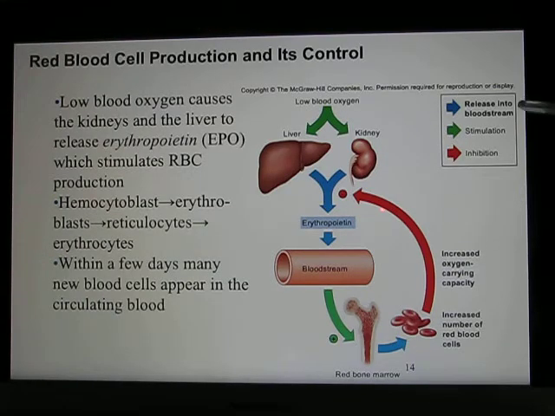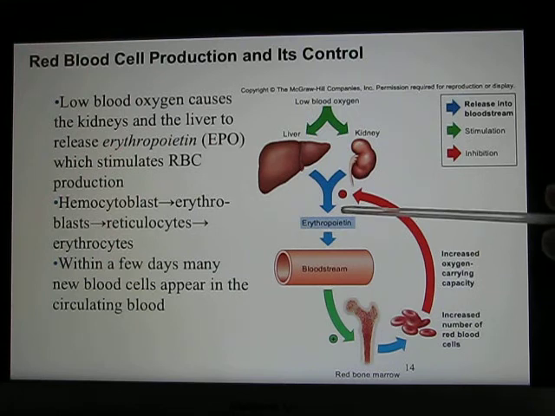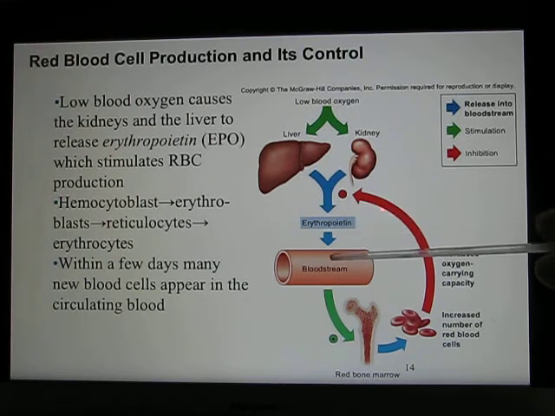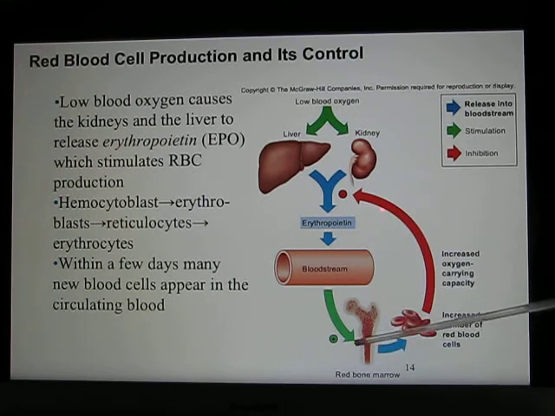And that's the process. Your kidney and also your liver produce EPO when your body is short of oxygen. This hormone is carried by your blood to the red bone marrow, and it will produce more red blood cells.